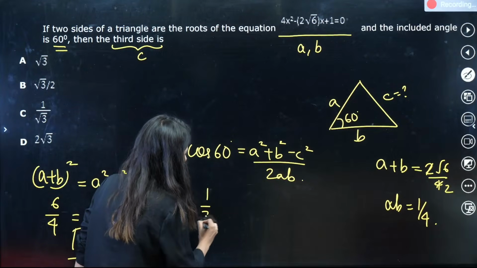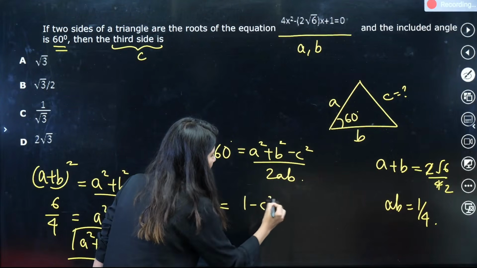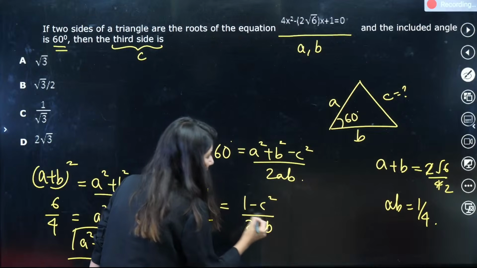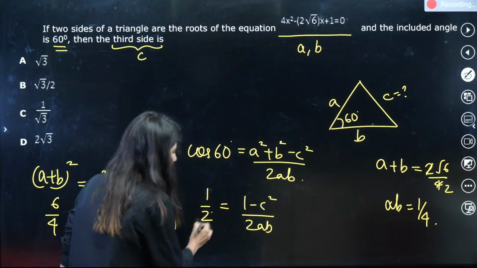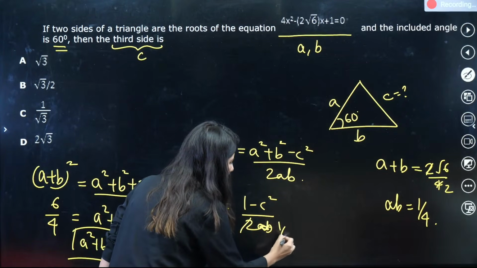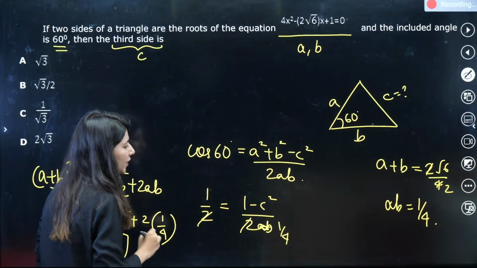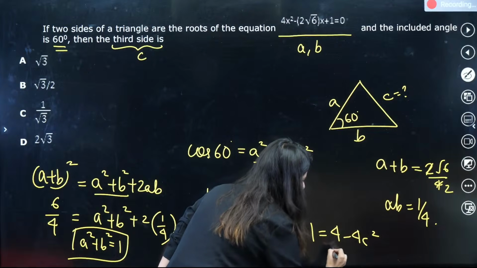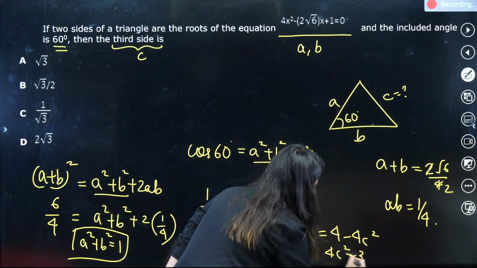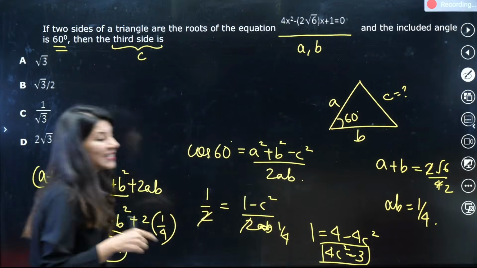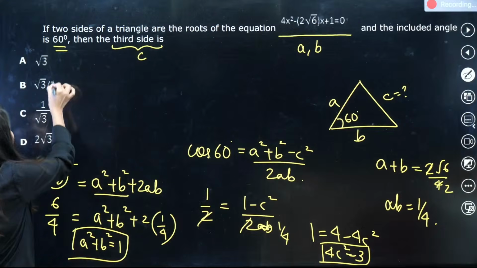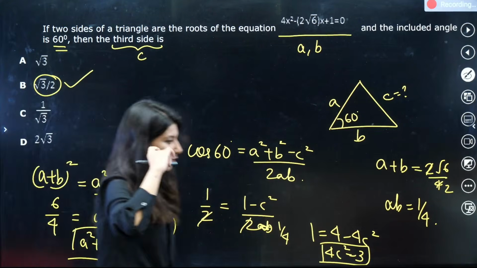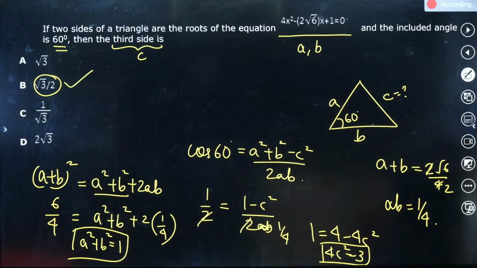So this is 1 by 2 equals 1 minus c square upon 2ab. ab is what? 1 by 4. Right? 2 cancels. This is 1 by 4. This 1 by 4 will go here. So this is going to be 1 equals 4 minus 4c square. So 4c square is coming out as 3. That simply means that c is coming out as root 3 by 2. Option B, absolutely right. Easy peasy lemon squeezy question. Yes. Okay.